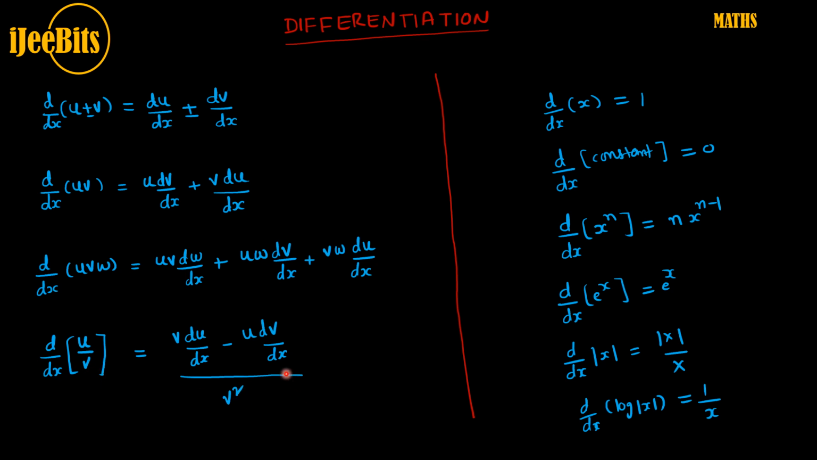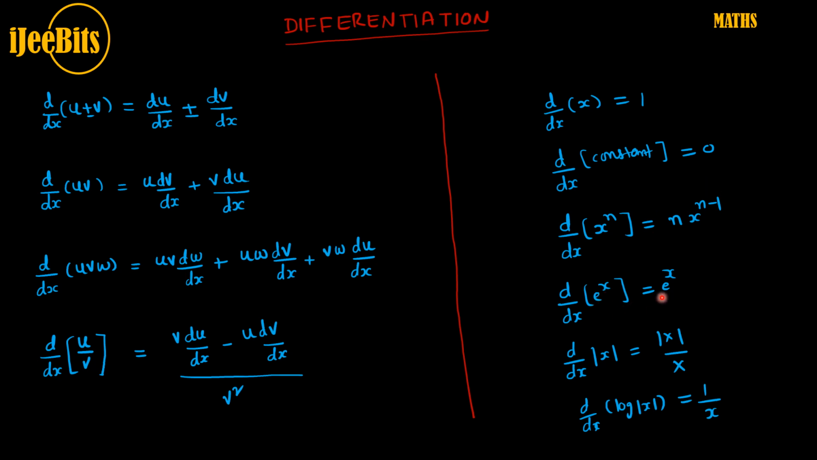The other things: if you differentiate x with respect to x, then the value would be 1. If you differentiate a constant value with respect to x, then you say 0. Any constant has the value 0 for differentiation. x to the power of n differentiated gives n times x power n minus 1. You have to remember this, many times you will be using it.